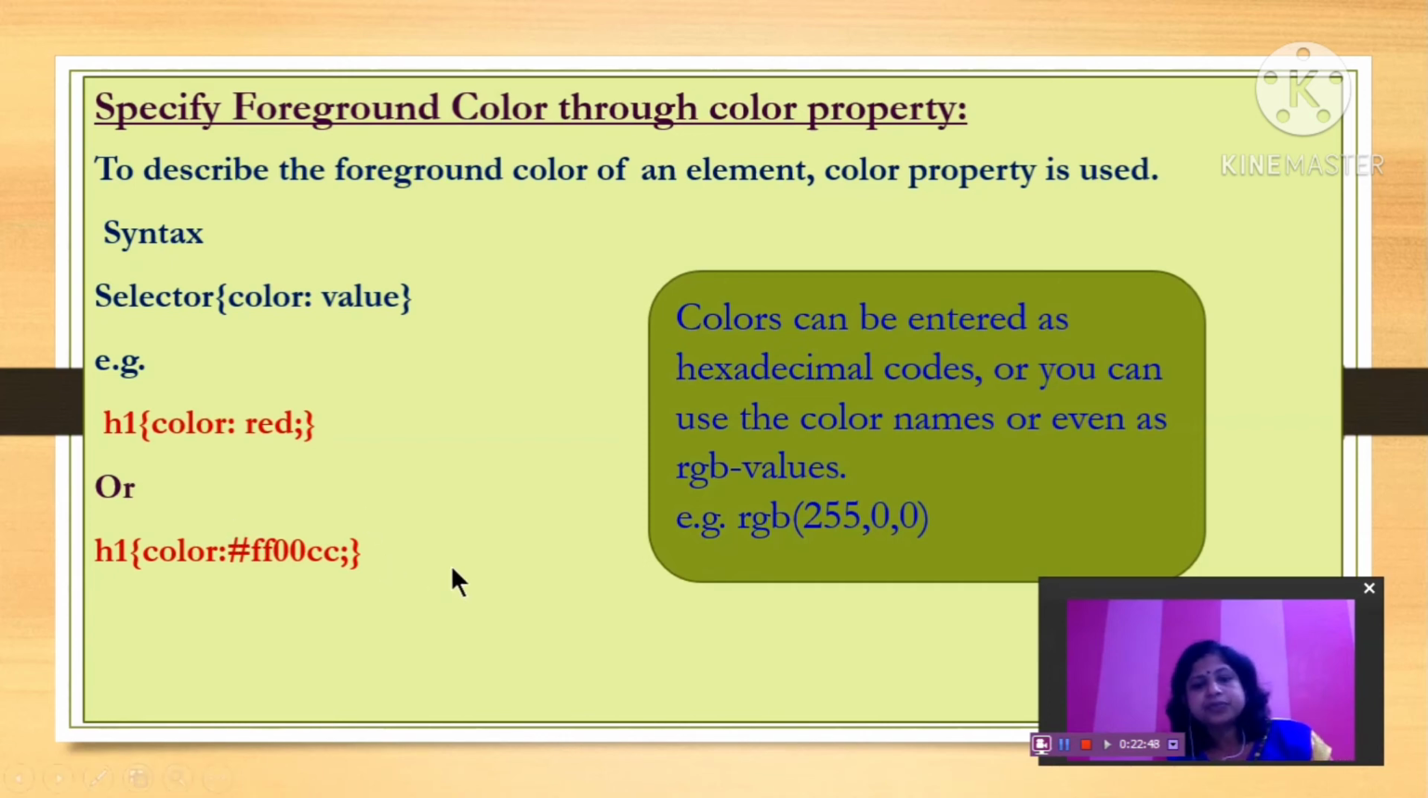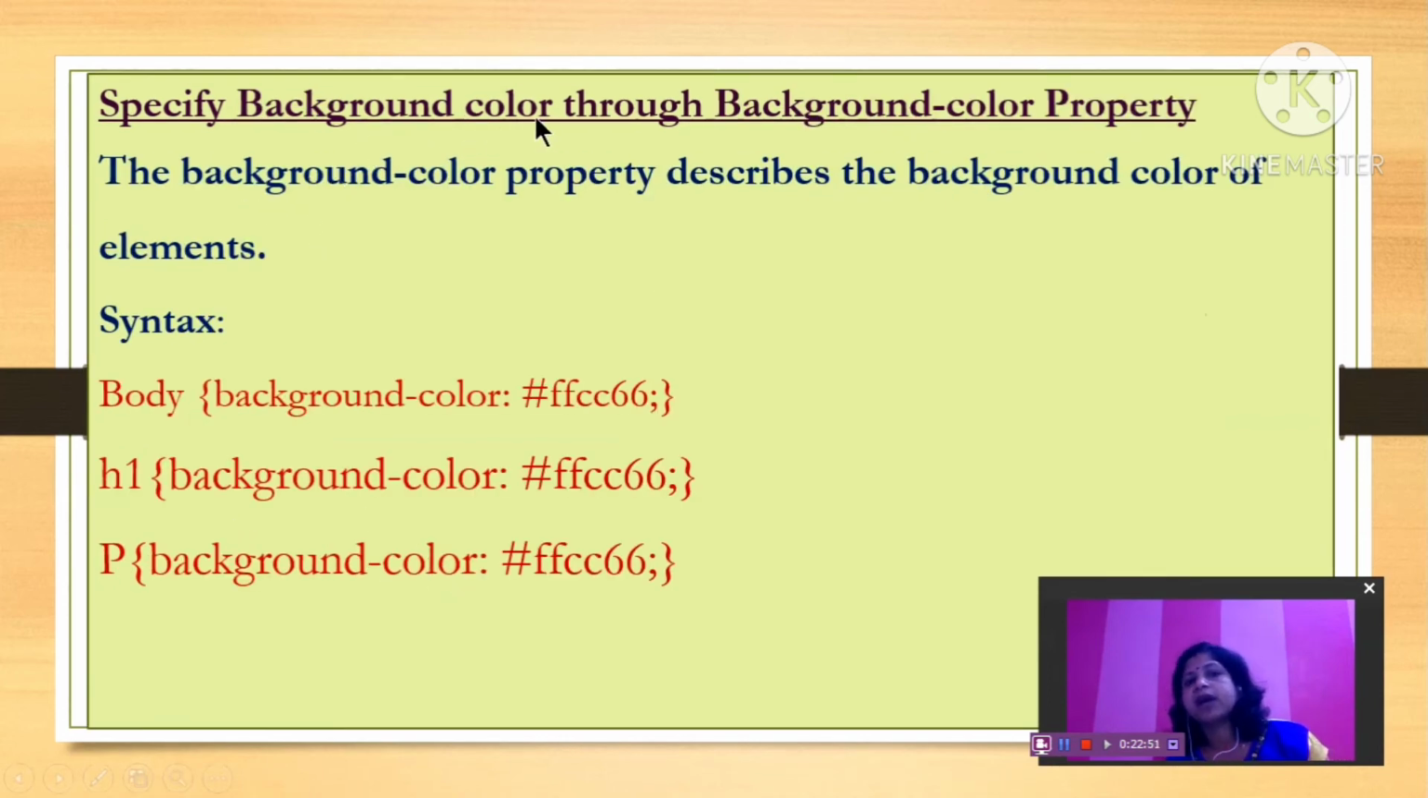Next one is specify background color through the background color property. The background color property describes the background color of elements. So how will you use this? If you are using it for body, you will write background hyphen color. If you are using it for H1, you will write background hyphen color.